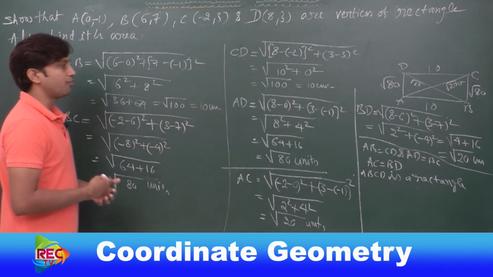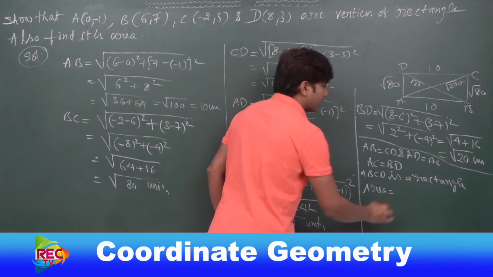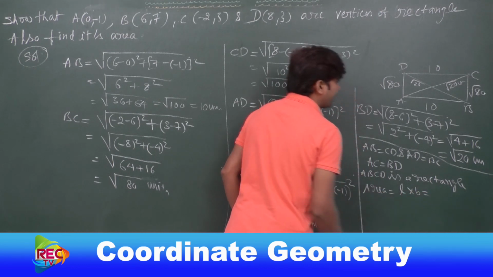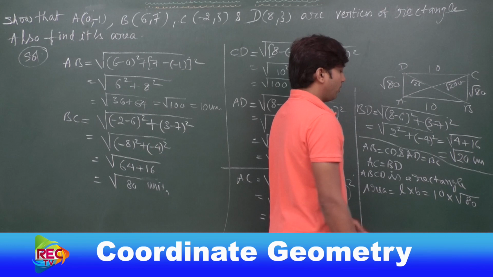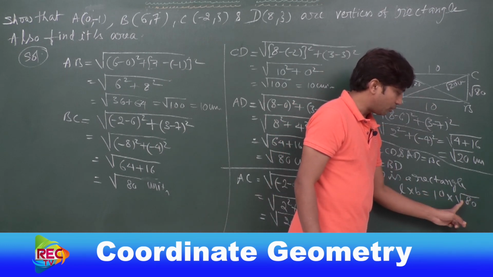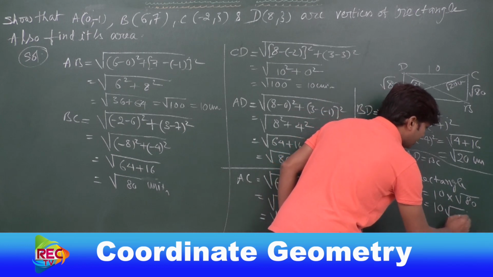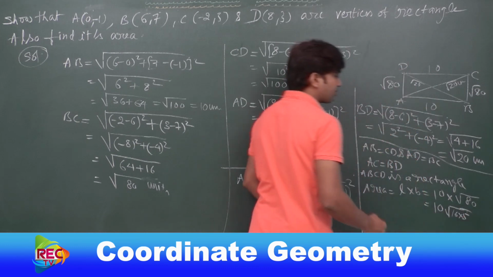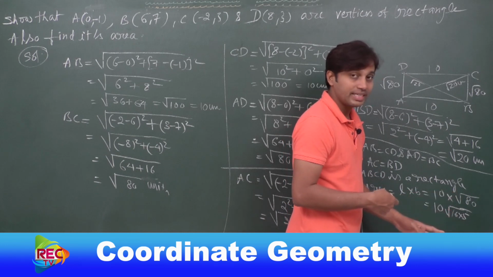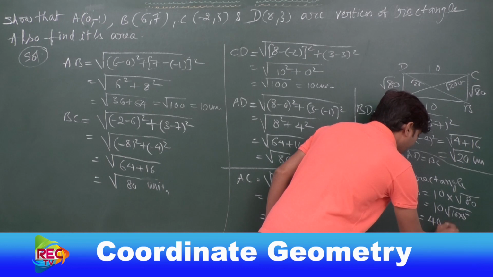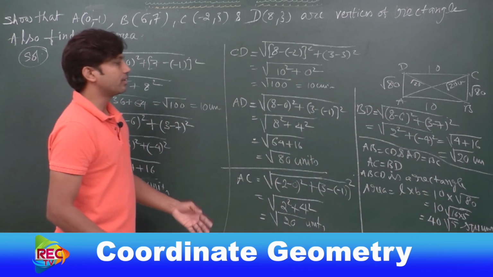Now our next part is to find its area. How to find the area? Area of a rectangle equals length into breadth. What is length? We obtained 10. What is breadth? Root 80. Now 10 root 80, or else you can simplify root 80 into mixed surd form. 80 is 16 into 5, so taking 16 outside, 4 comes out because square root of 16 is 4. So 4 into 10 would be 40 root 5 square units.